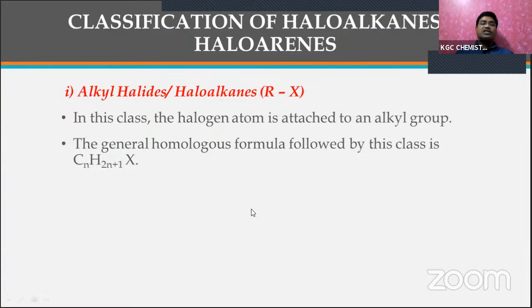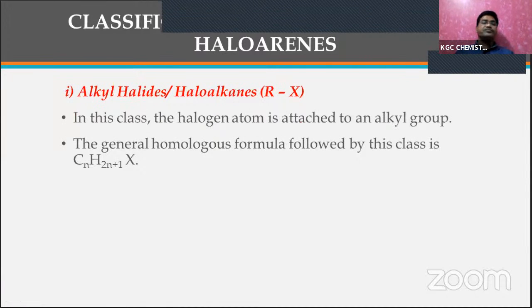The general homologous formula for this compound is CnH2n+1X. Here, we know that CnH2n+2 is an alkane. One hydrogen is replaced by a halogen. That's why we call this one an alkyl halide.